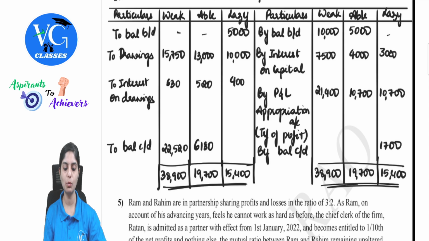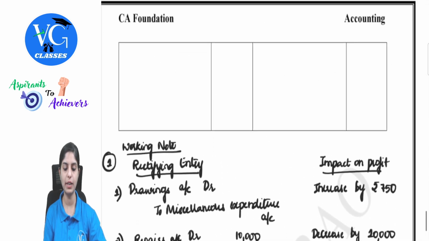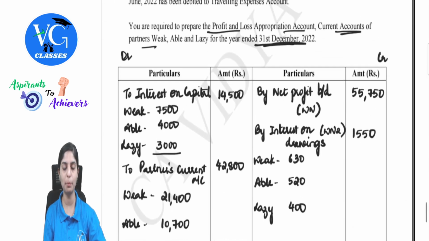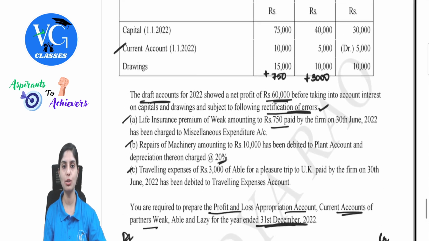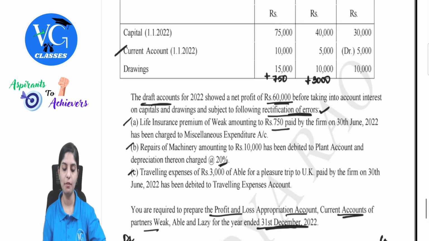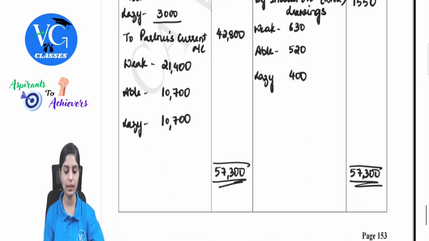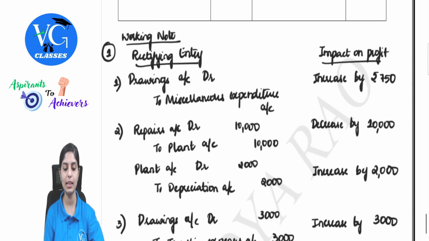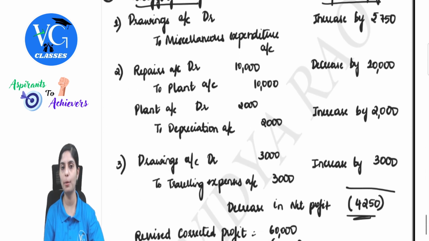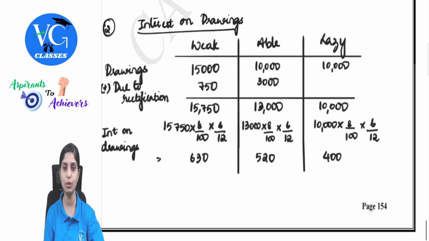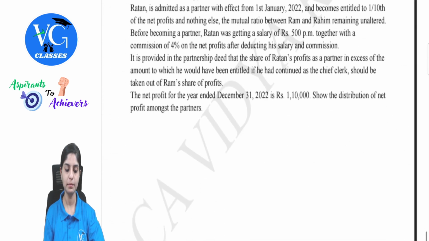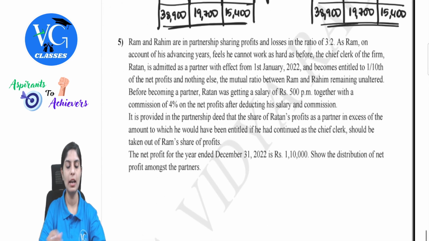I hope this question was understood by each one of you. It's a very interesting question and a good one to practice before exams. Make sure you follow the steps properly. First, we need to rectify, consider the impact on the net profit, take that profit for P&L appropriation calculation. Is this clear to all of you? Yes. Moving on to the last question.